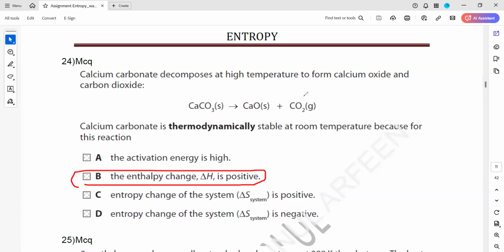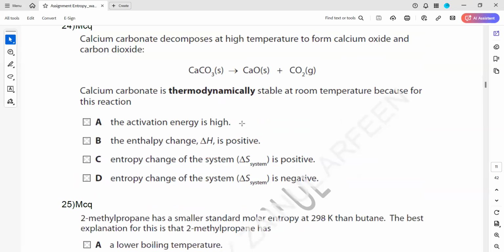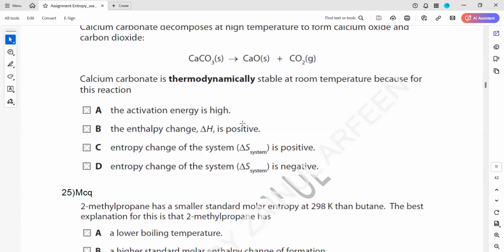Same thing, entropy change of a system is positive. Here, yes, entropy change of a system is positive, but that is not the reason for that. Even these statements are correct, but they are not related to thermodynamic stability. Thermodynamic stability always refers to an endothermic reaction, so that should be positive.